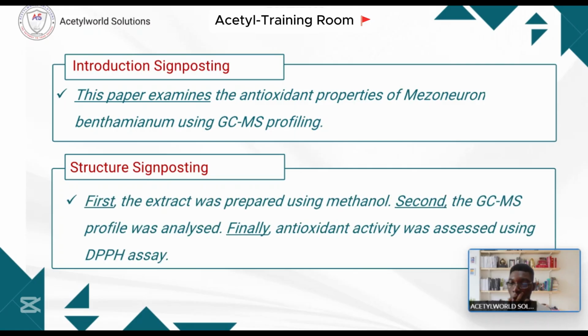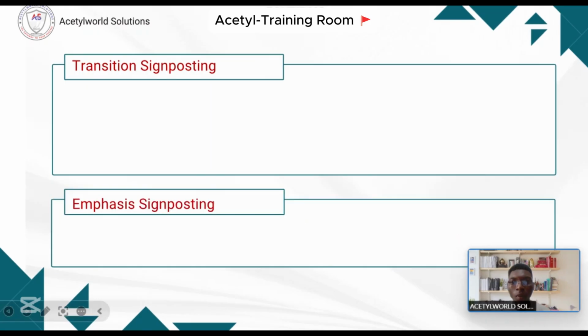Another one is structure signposting, like firstly or first, the extract was prepared using methanol. Secondly, the ACMS profiling. You can see this is forming a structure. All these words guide the reader. I cannot just say the extract was prepared using methanol, the ACMS profiling was analyzed, antioxidant activity was assessed using DPPH. Another one is transition signposting.